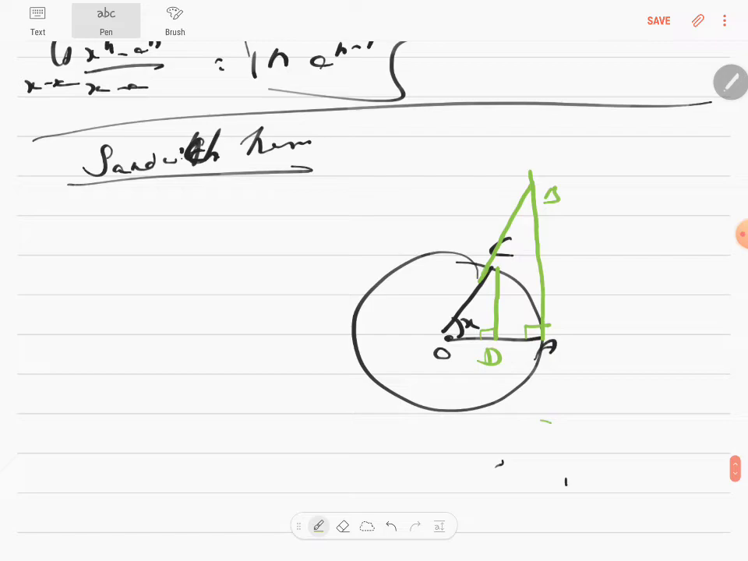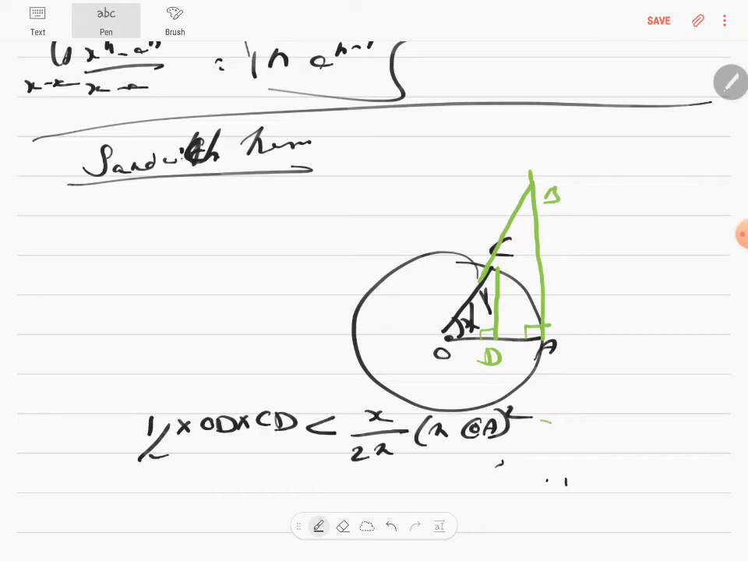Are you clear? Now you know the area of the small triangle, which is this triangle. What is the area? Half into base, which is OD, into height, CD. Half into base into height is the area of this triangle, which will definitely be lesser than the area of the sector itself. Area of the sector is x by 2 pi into pi r square, correct? What is r? OA, the whole square. Radius is OA. So x by 2 pi into pi, and pi gets cancelled. It will be lesser than the area of the bigger triangle.